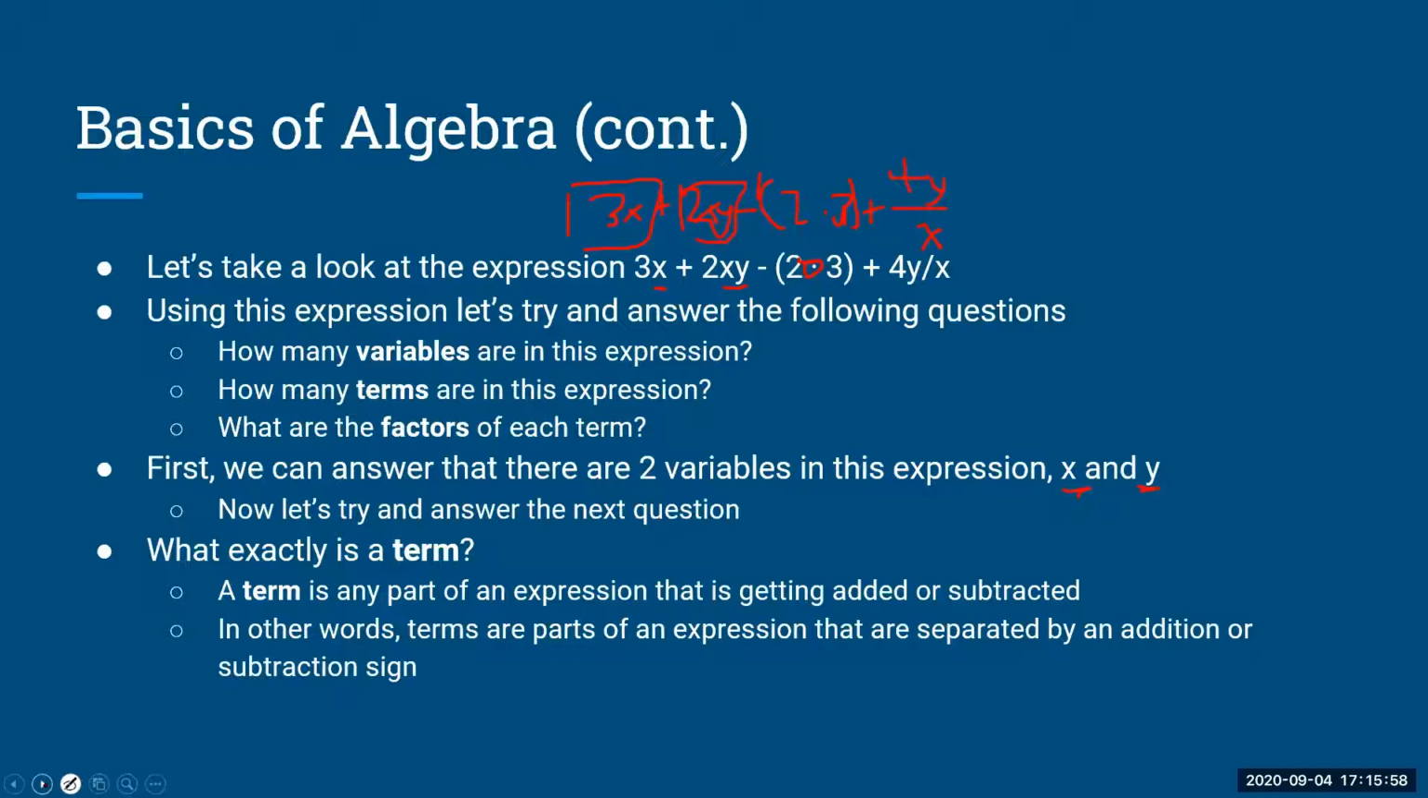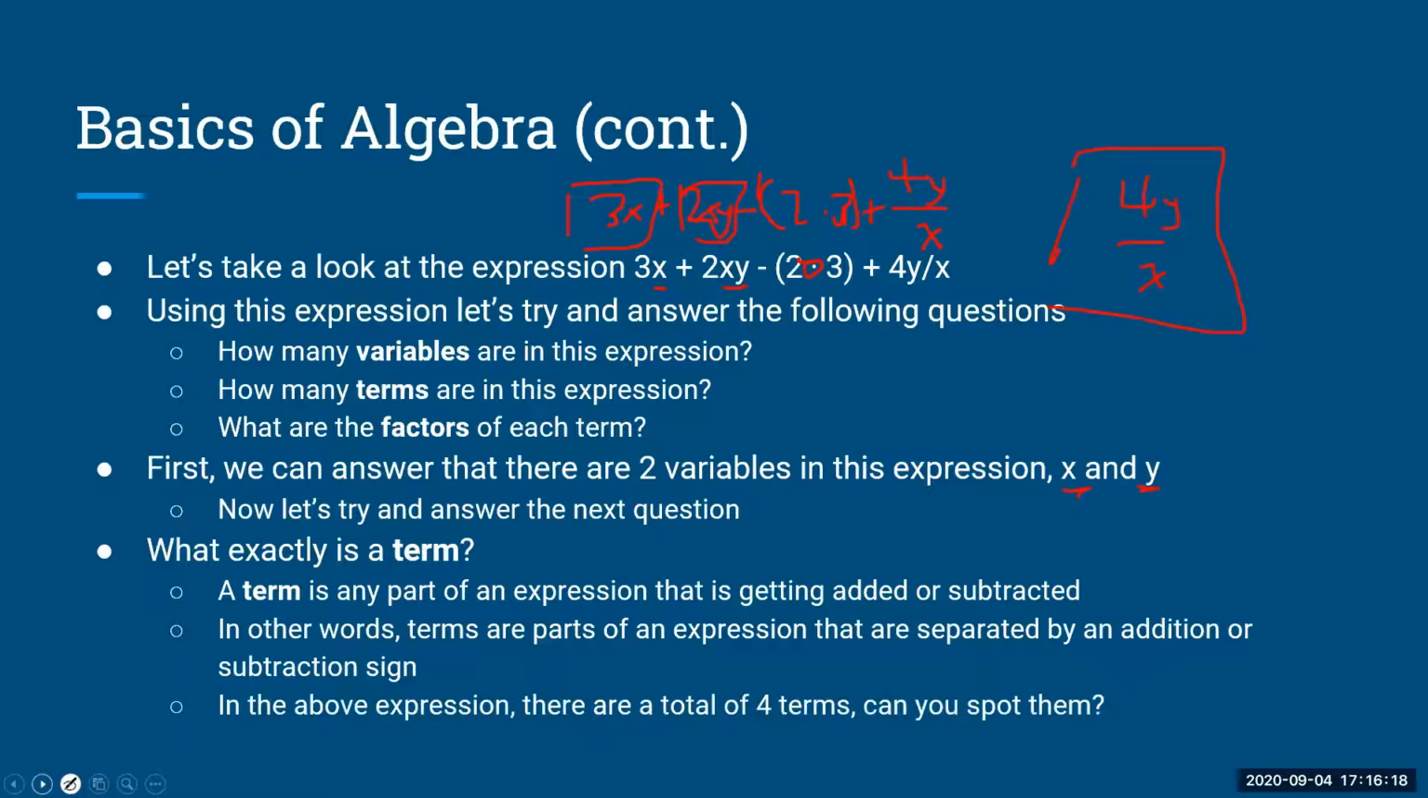In other words, terms are parts of the expression that are separated by either an addition or subtraction sign. When you multiply numbers together, those aren't separate terms. That's all one big term, multiplying or dividing numbers. So 4y over x is one big term. So in the above expression, there are a total of 4 terms.